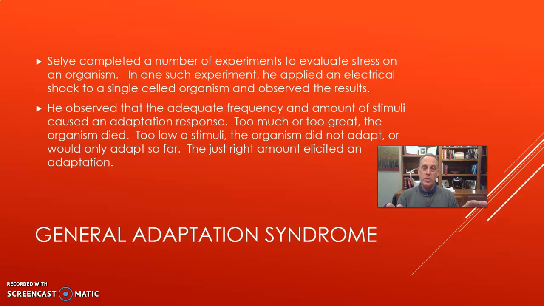So this is real basic, layman's terms here. I don't want to get too far into it. But what he found was if you had the adequate amount of stimuli and the adequate amount of frequency, you would have an adaptation response to the electrical stimulus. If the stimulus was too great or too frequent, the organism died. If it was too low of a stimulus, the organism would only adapt so far and just become stagnant at that point. So just the right amount was that perfect amount to get a response in a single-celled organism and not kill it off.